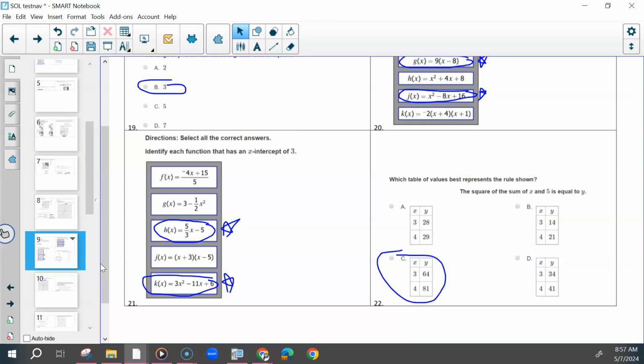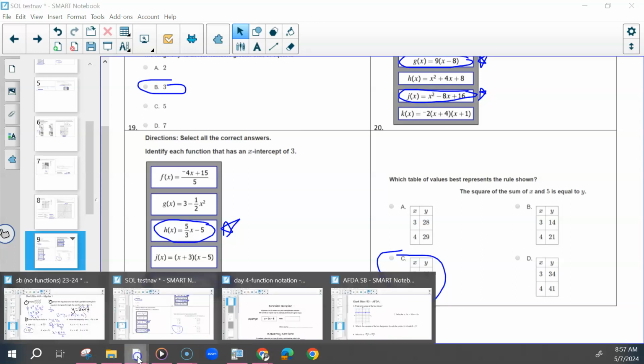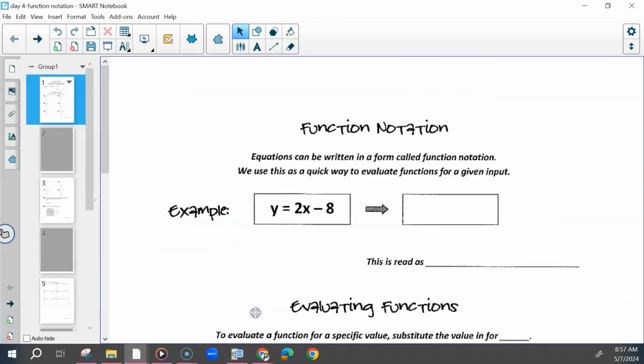We're going to go over the last thing you guys need to know for the SOL. So everyone should have these notes. So the last thing we are going to talk about is function notation. This will feel familiar to you because once we get into it, it's really just evaluating. It just looks different.